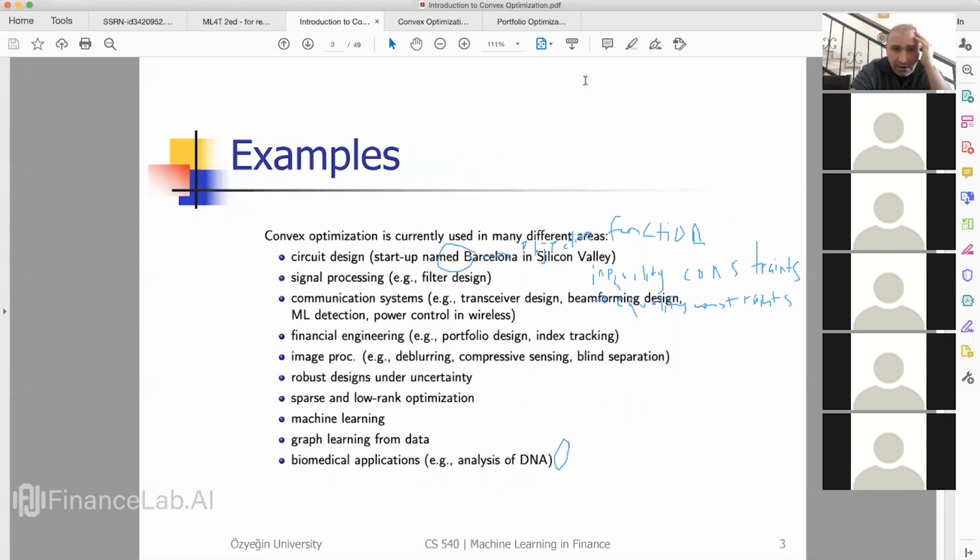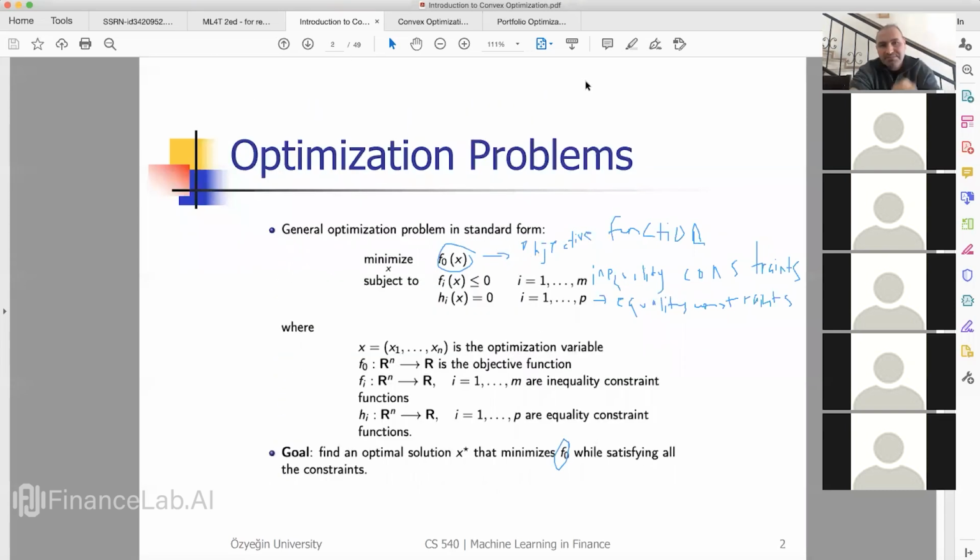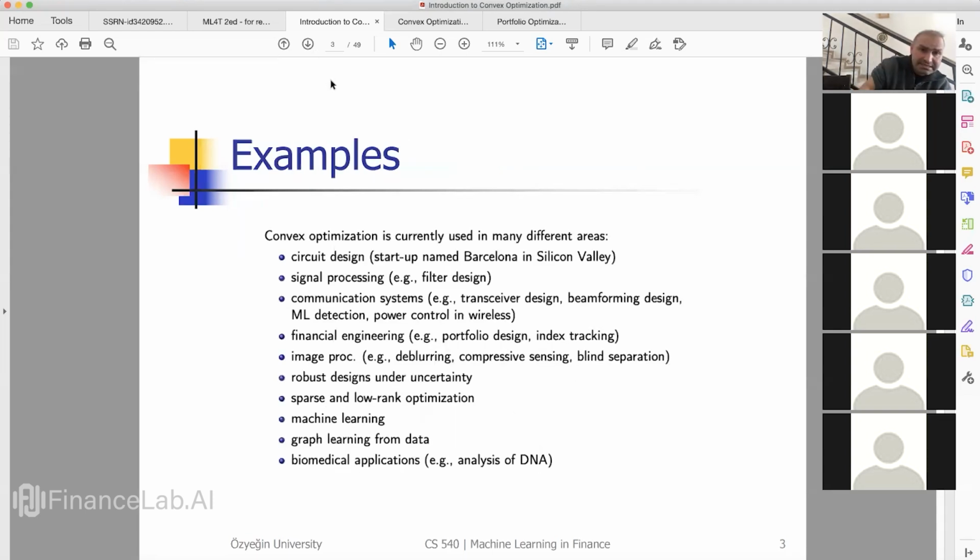A special type of this optimization is convex optimization. In convex optimization, all the constraints and the objective function are convex, so the optimal solution x star that we find will be the global optimal solution. However, for non-convex optimization problems, the optimal solution we find may be a local optimum, meaning it doesn't need to be a global optimal solution. So here are some examples.